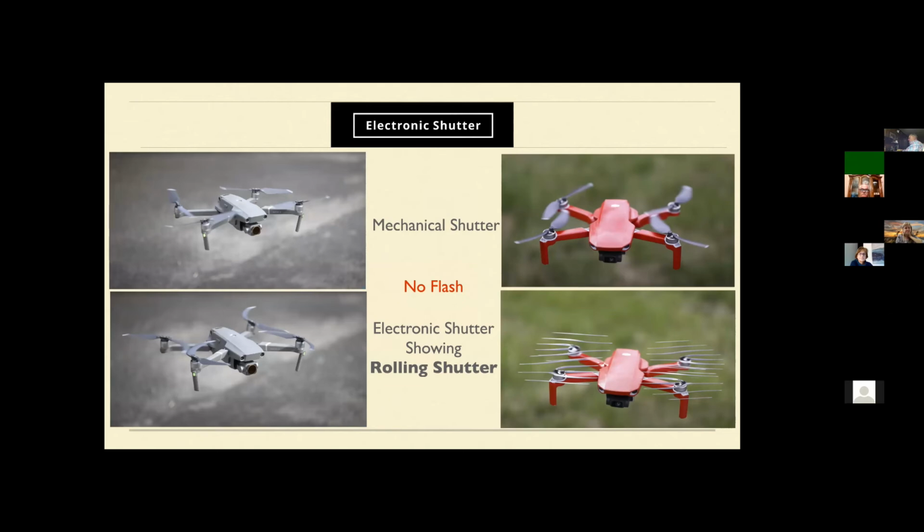These are taken with a mechanical shutter and no flash. If we go down to the bottom pictures, which are taken with an electronic shutter, you begin to see some severe bending in the propellers. And the one on the right is pretty funky. The rolling shutter is getting some really unique images.